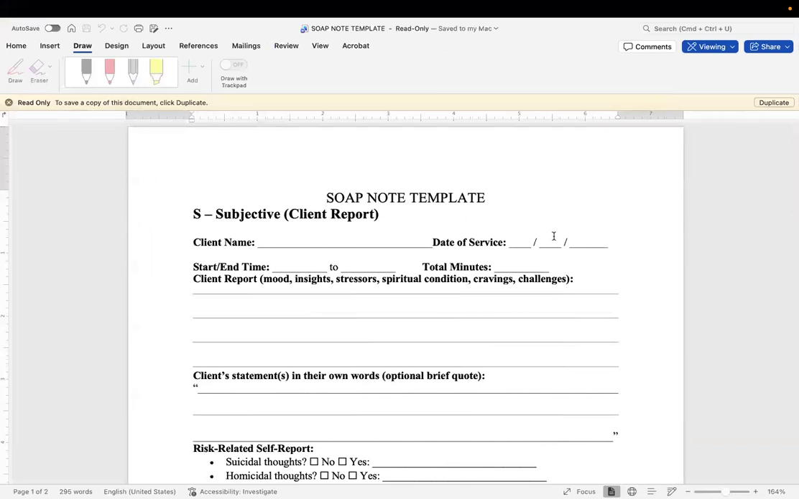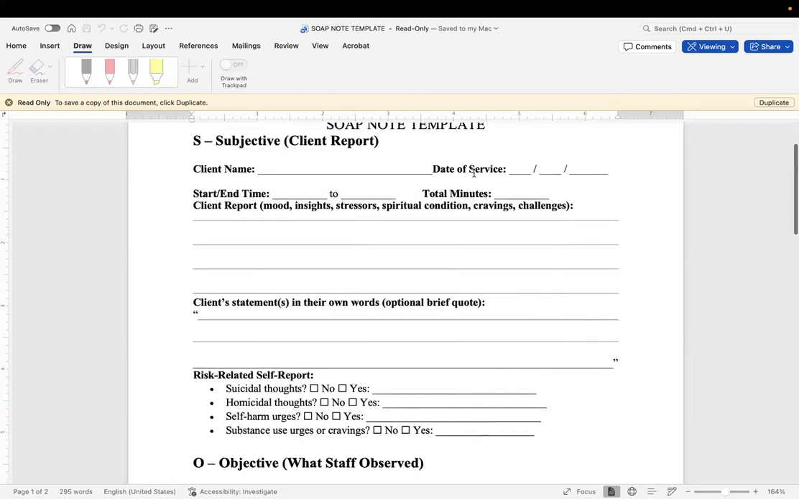You put their name, the date of the service, what time you started it, which is generally about 8 o'clock in the morning, to what time you finish it, which is usually about 2 o'clock in the afternoon. And then you can multiply out those minutes. And then you report anything the client told you or that you heard them talking about that is applicable here.